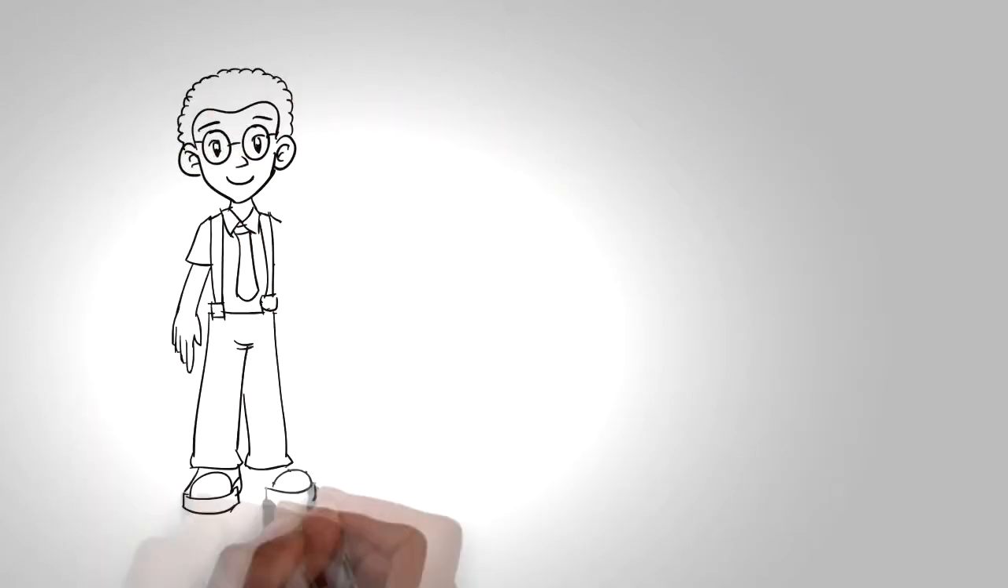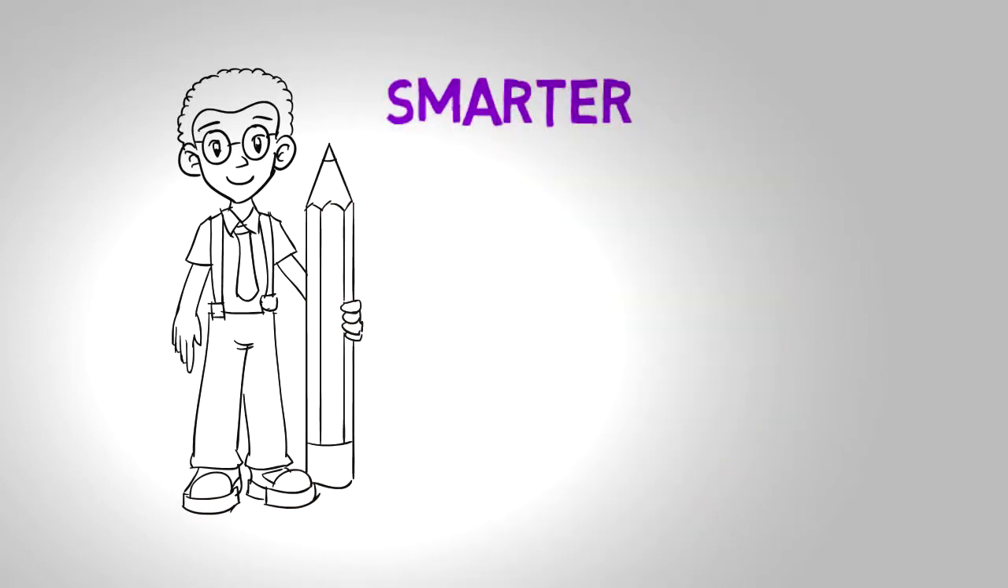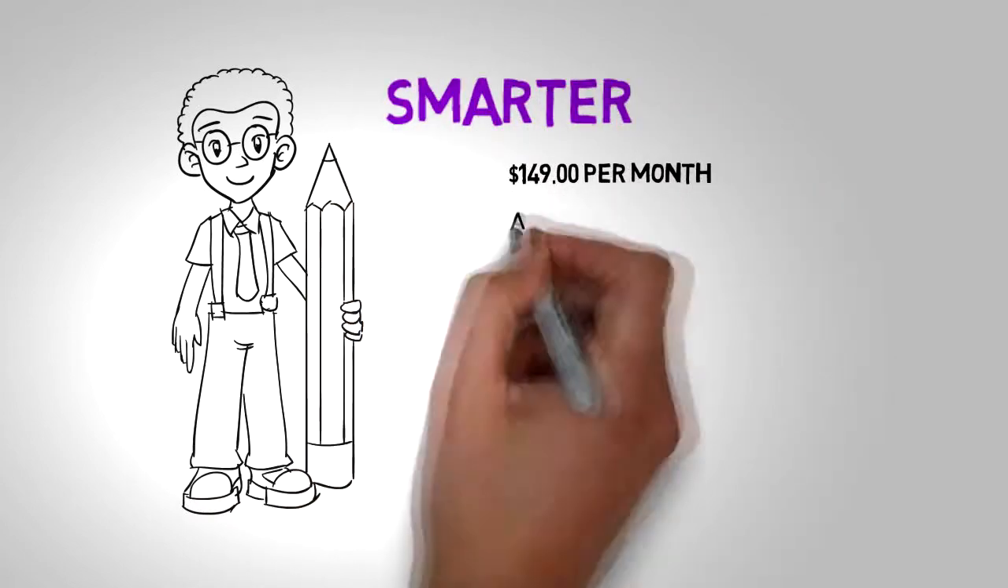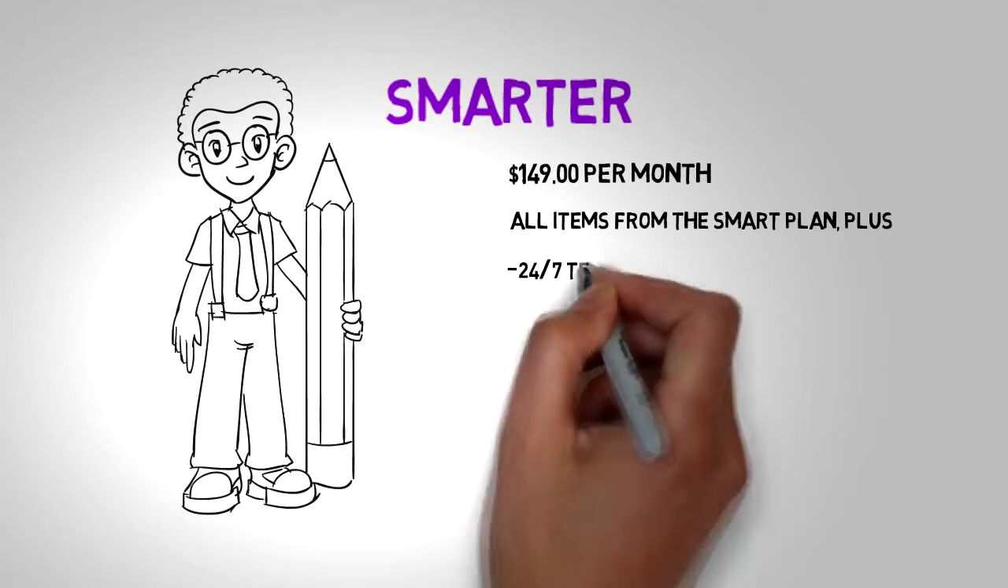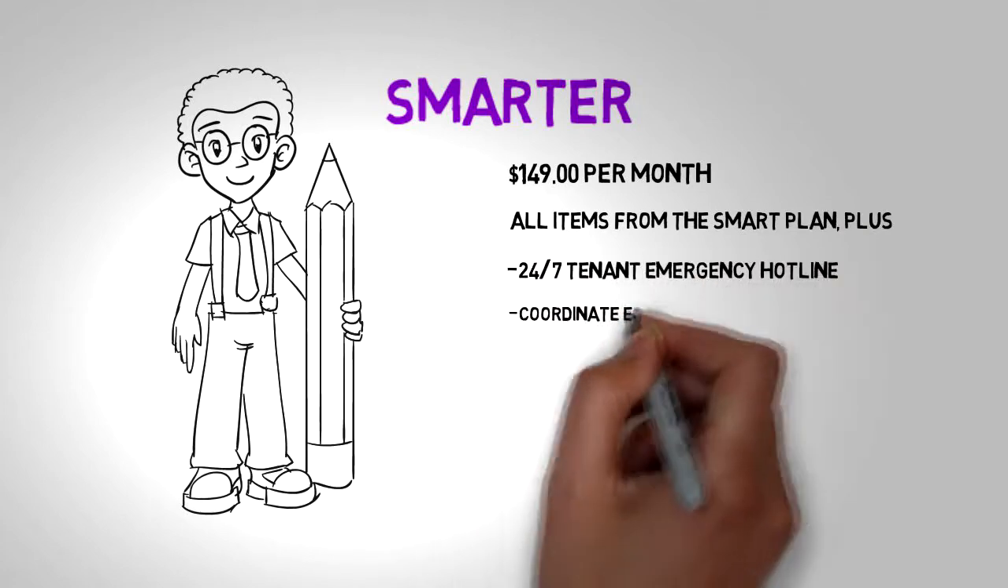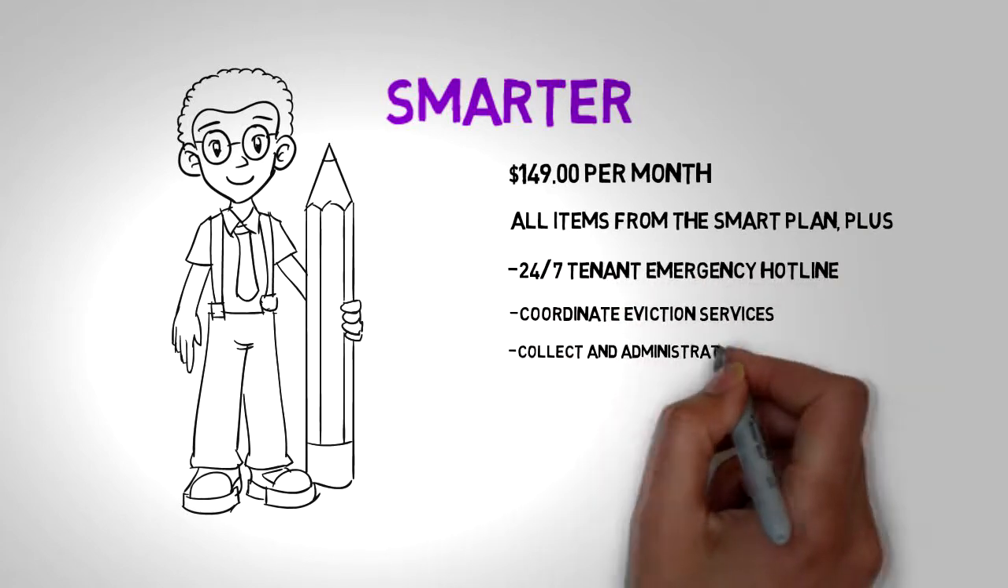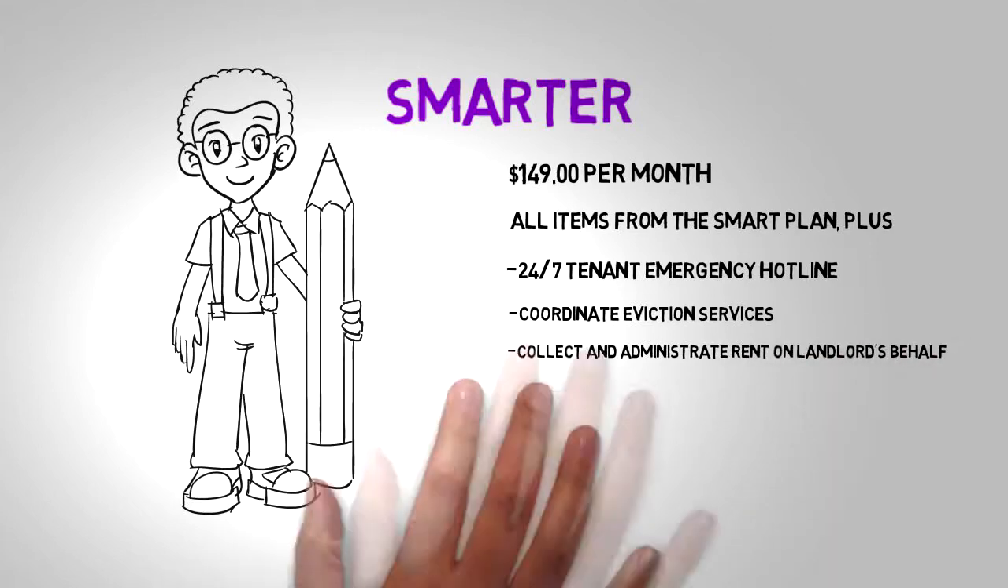On the Smarter plan, for $149 a month, you get all of the items from the Smart plan, plus 24/7 tenant emergency hotline. We coordinate eviction services, and we collect and administrate rent on your behalf.